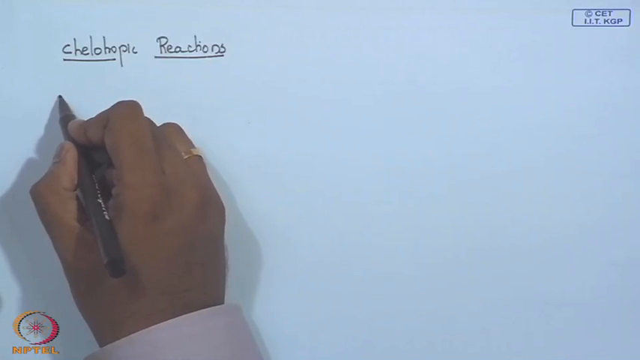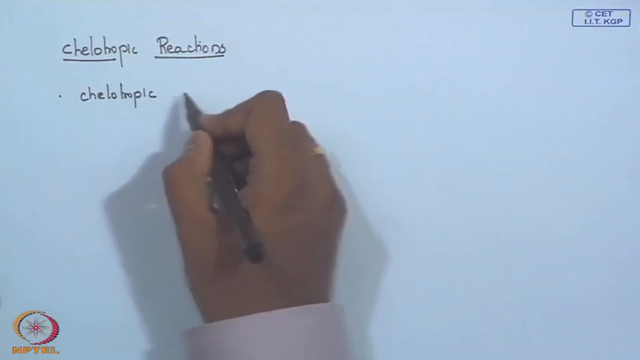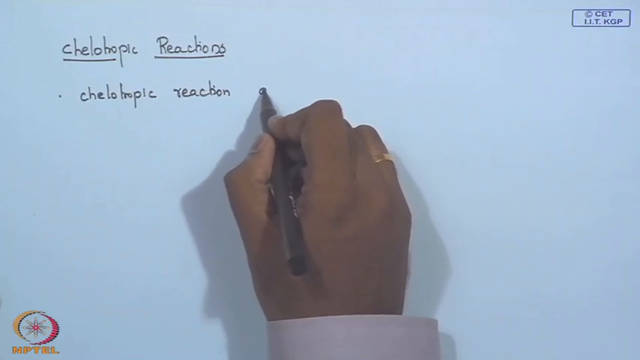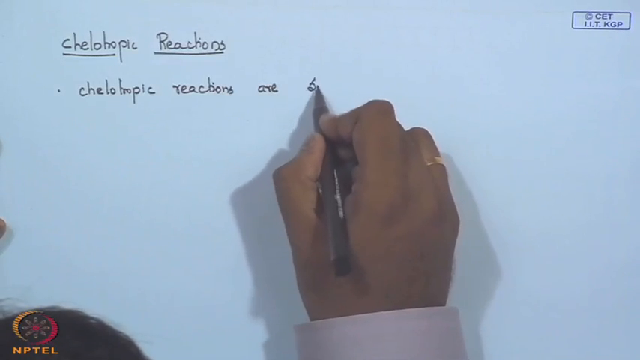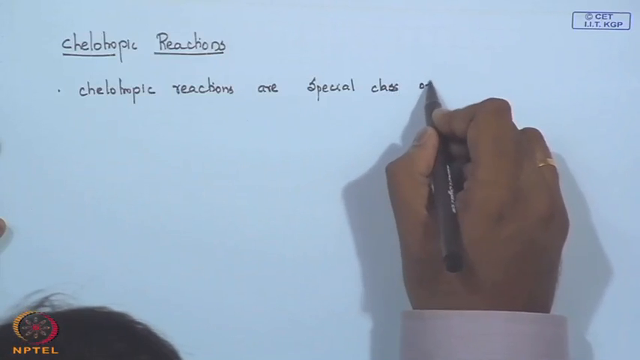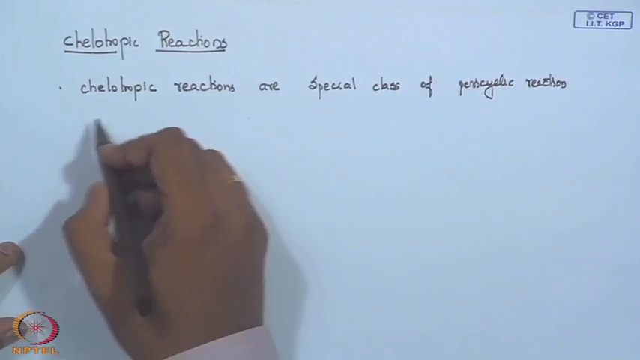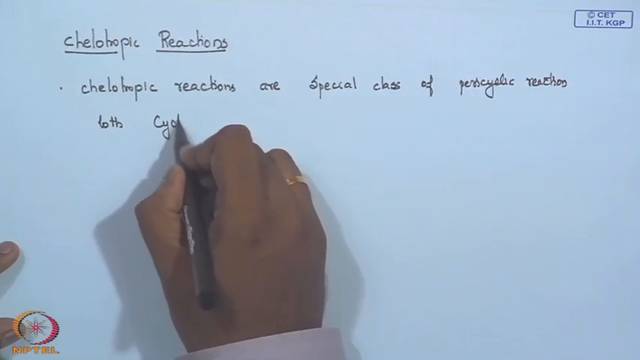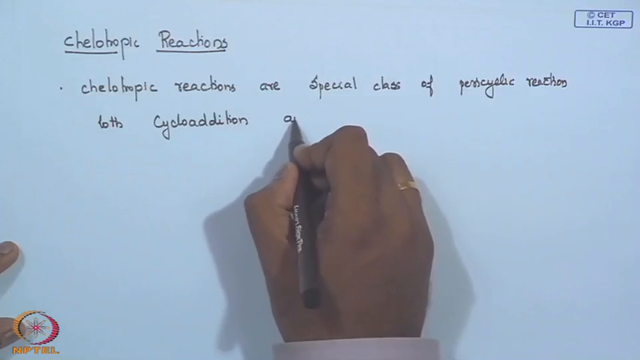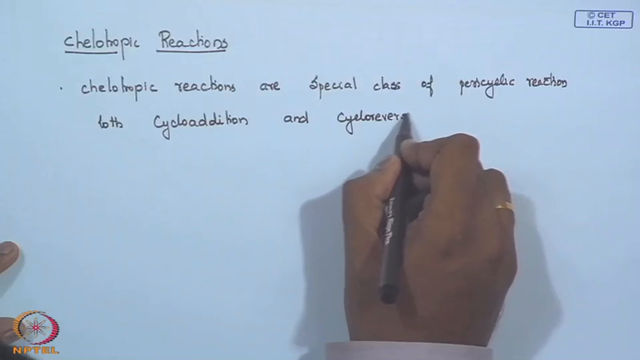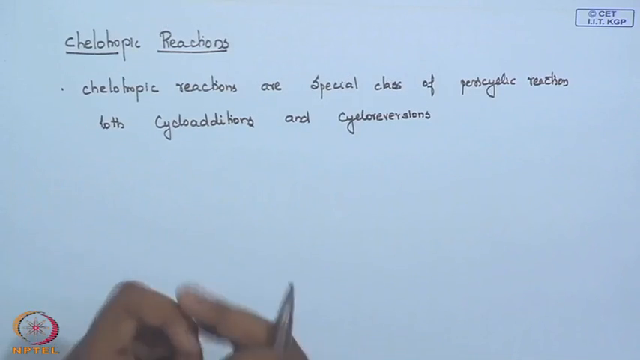So, what is a chelotropic reaction? Chelotropic reactions are a special class of pericyclic reaction which involves either cycloaddition reactions or cycloreversion reactions. Cyclo breaking up. It should be either a cycloaddition type of reaction or it should be a cycloreversion.